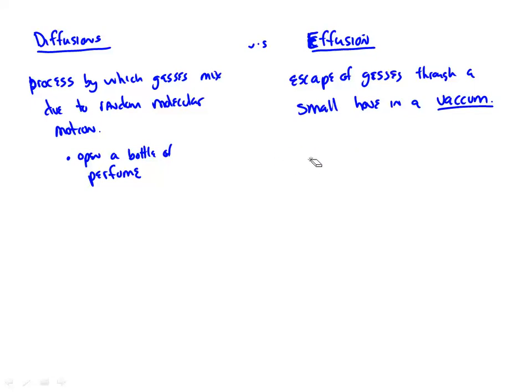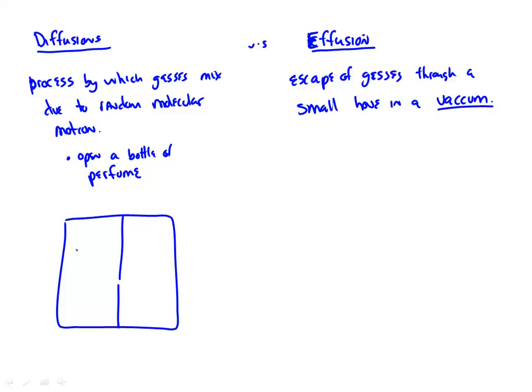Actually, let me draw it in the right spot. So if I have a container like this, and I have a small hole in it, and I've got molecules A and B here, and I open it up to another container that only has A's, what you'll notice is that eventually the molecules of B go through that, but the molecules are going both directions.